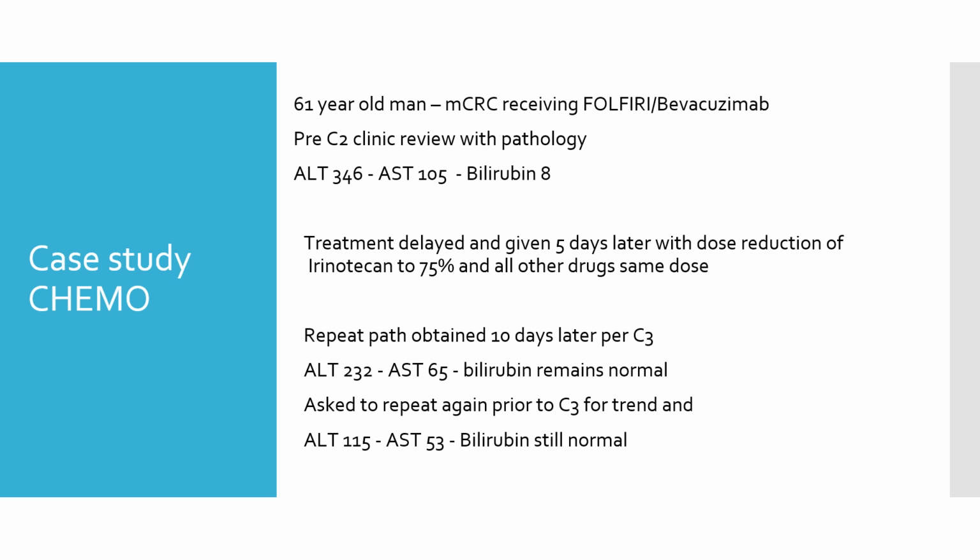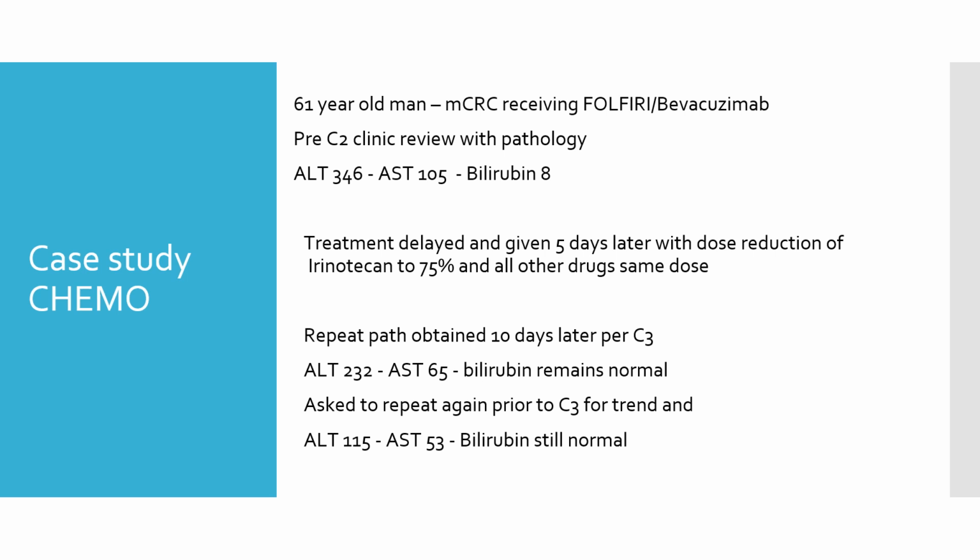So really just a quick case study on a chemo. I had a 61-year-old man who's got metastatic colorectal cancer, who is having FOLFIRI bevacizumab. He comes to clinic pre-cycle 2 for review, and his pathology shows that his ALT is 346 and his AST is 105 with a normal bilirubin. So if we look at that, then his ALT is 9 times the upper limit of normal. His AST is 3 times the upper limit of normal.